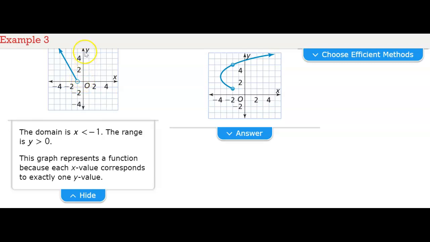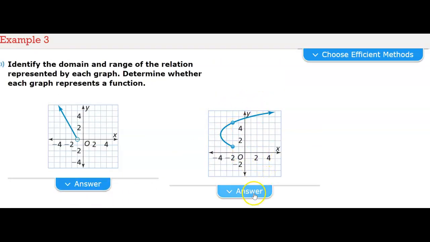The y has to be greater than 0, it does not equal 0. So the y value will be any of the numbers greater. So this graph represents a function because each x value corresponds to exactly one y value. It's a straight line.